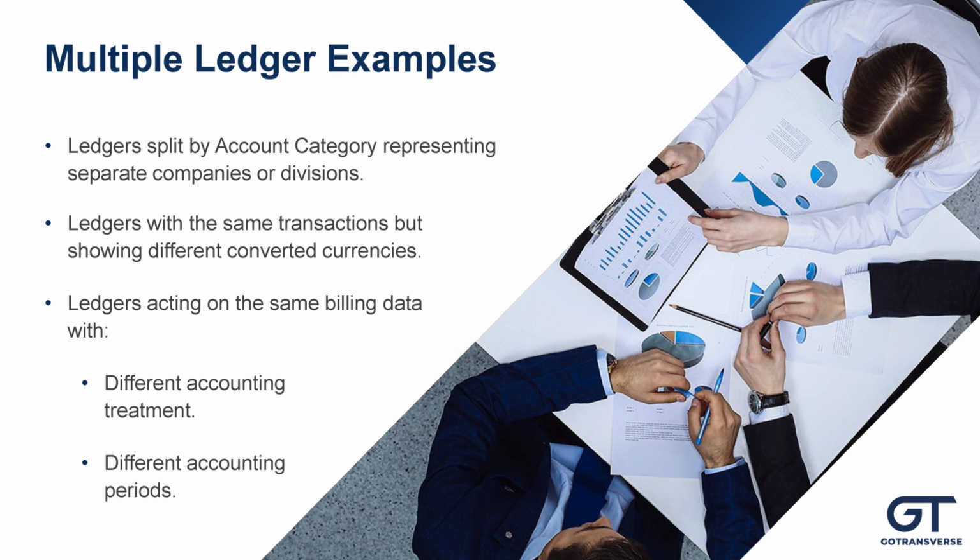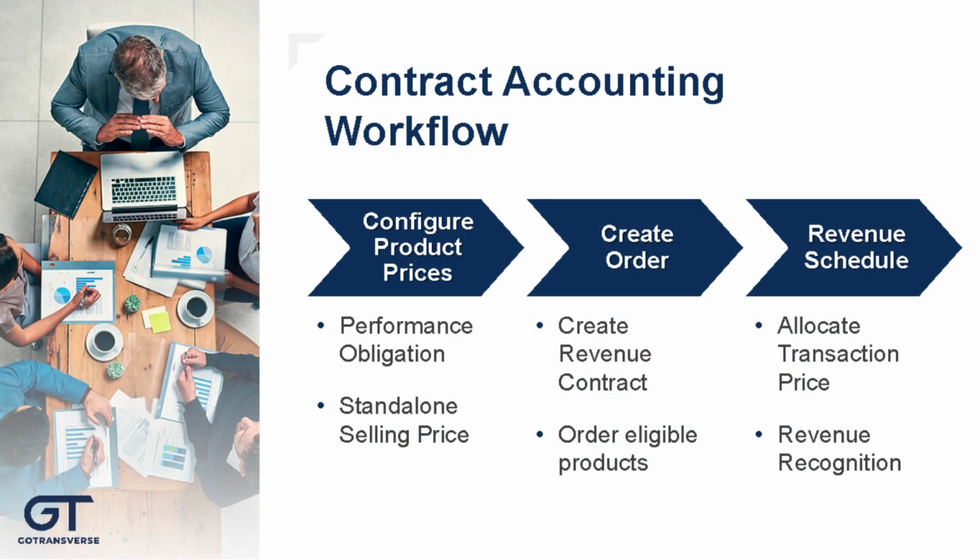In GT billing, an account category is assigned to each billing account and is typically used to segment accounts by company or division. GT Revenue Management leverages this information to create separate ledgers for companies or divisions represented by the account categories. The multiple ledger feature may also be used to present the same transactions in different converted currencies. We can use this feature to see how the same billing information journalizes with different accounting treatments, or with different accounting periods, or to simply use a new ledger to test a custom rule on production billing data. The possibilities are endless.